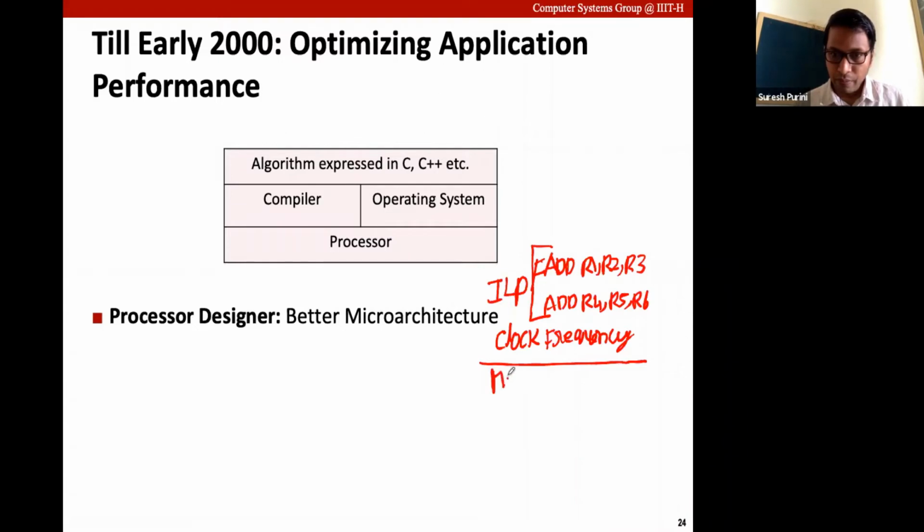So this is what we call the memory wall. Because of the memory wall, there is a problem. The processor manufacturers are not able to, even if you increase clock frequency and ILP, you can still get into problems. In any case, you cannot keep on increasing the clock frequency because power dissipation becomes a problem. So along with the memory wall, we also got the power wall.